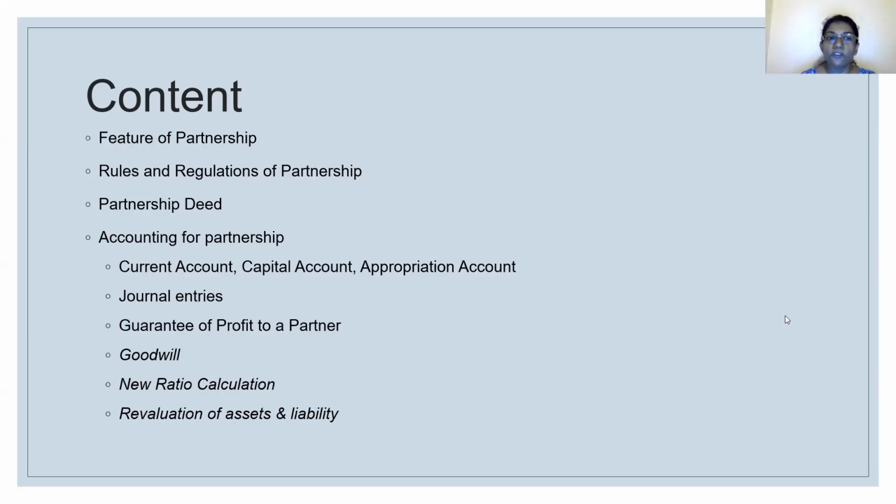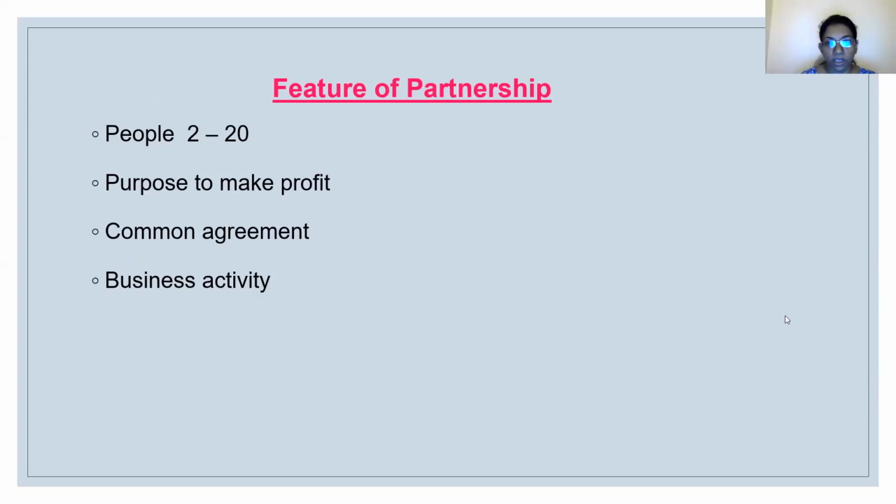So let's move on to the first area, the features of the partnership. Not like sole proprietorship, in the partnership we have 2 to 20 people. And the purpose of this partnership is to make a profit. When there is no profit making or it is social welfare, we are not going to recognize it as a partnership under the Partnership Act. Then there must be a common agreement. This agreement can be in a deed or it can be a listed agreement with all the partners. Then there must be a business activity as well.